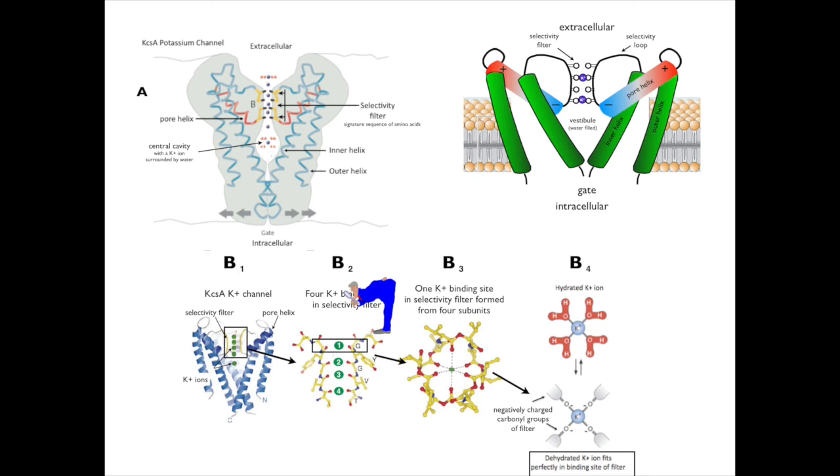The point to be noted here is that the portion of the loop pointing into the vestibule is negatively charged. When the hydrated potassium ions move into the vestibule, the negatively charged pore helix strips the water molecules from the hydrated potassium ion, allowing it to bind to a binding site in the selectivity filter.